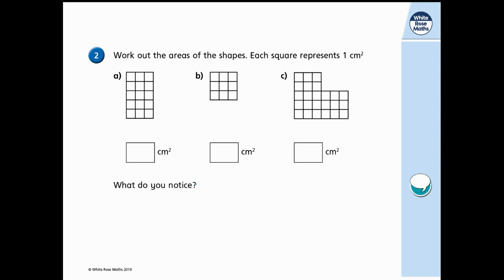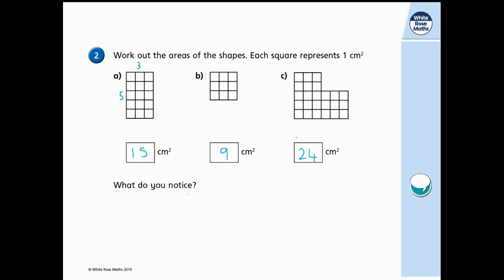Okay, so there's 2 things you might have done here. You might have counted the squares in each picture to get your answer, or you might have counted here 1, 2, 3, 4, 5, and 3 lots of those, which would be 15. So either way, the answer there was 15. Here, I've got 3 by 3, so I've got 1, 2, 3, 4, 5, 6, 7, 8, 9. And here, I've got 15 there and 9 there. So that would be 24.